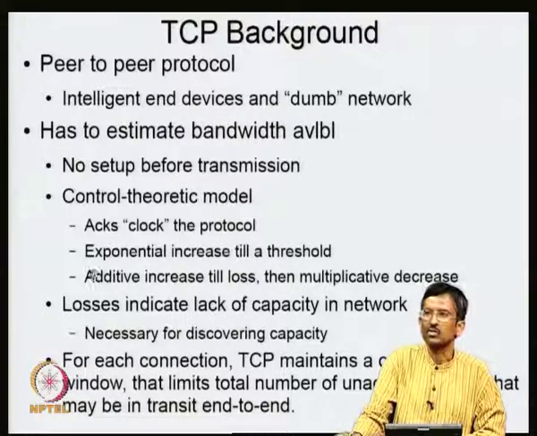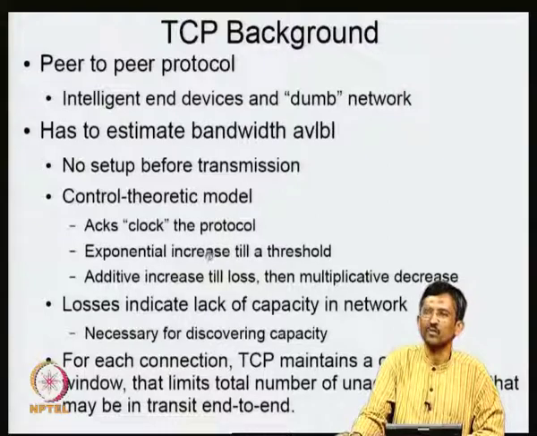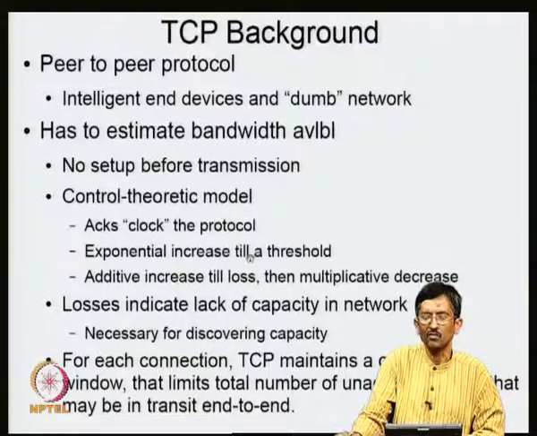After a threshold, and this is determined by some other parts of the system, you basically increase it additively, because if you just go exponentially, you are going to definitely hit a loss very quickly, and the network can get overloaded too fast. So, the idea therefore is not to go all the way till the packet loss happens. The idea is to increase it in a more gradual manner till you actually hit the loss, without overloading the network.